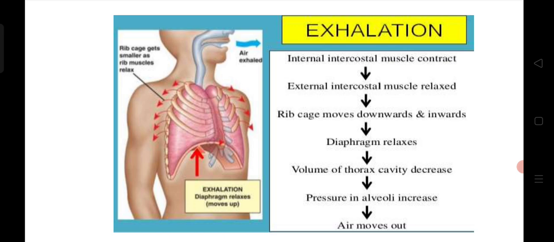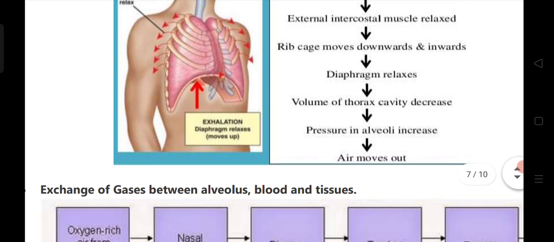And for this reason, the volume of the lungs or thorax cavity decreases, right? And the pressure in the alveoli increases, because it has to release the air from it. So the pressure increases inside the alveoli in order to move the air out. And this way exhalation takes place, right?